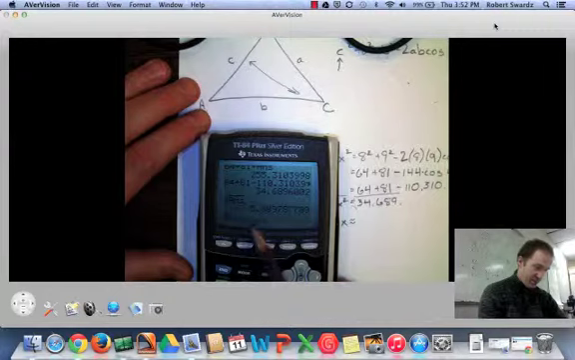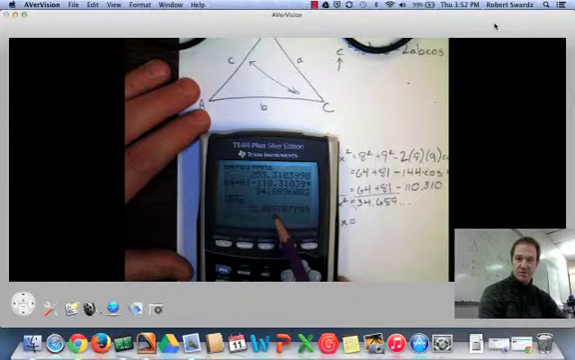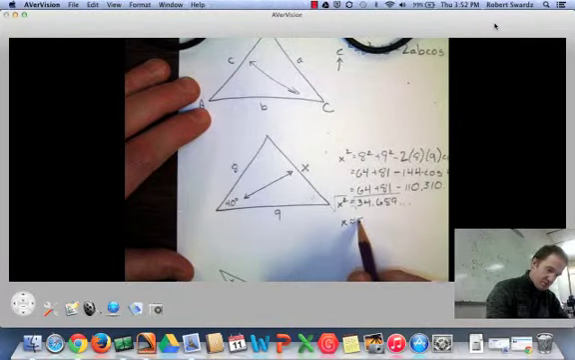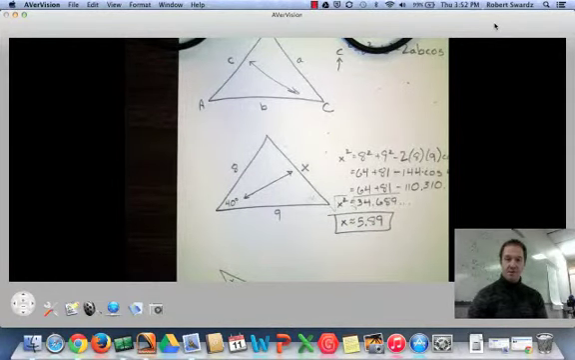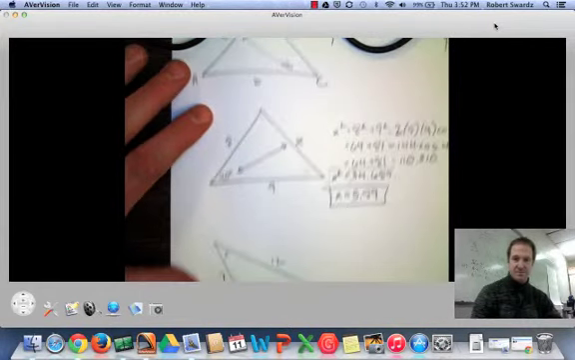And it looks like 5.8. If I round to the nearest hundredth, it would be 5.89 because this number is 5 or bigger. So I'll put 5.89 as my answer. 5.89. And there we go. That is it. Let's take a look at another example.